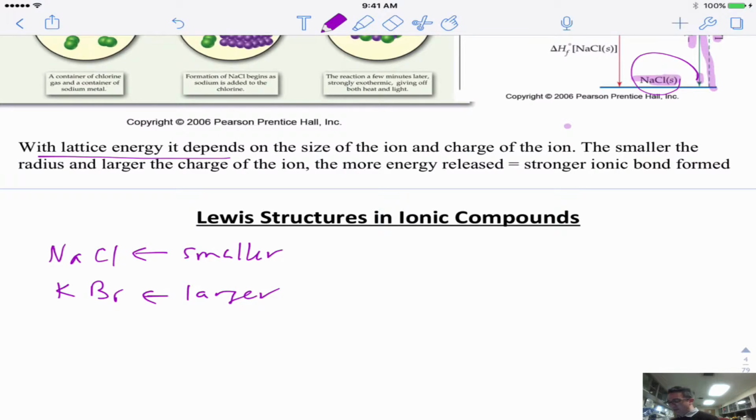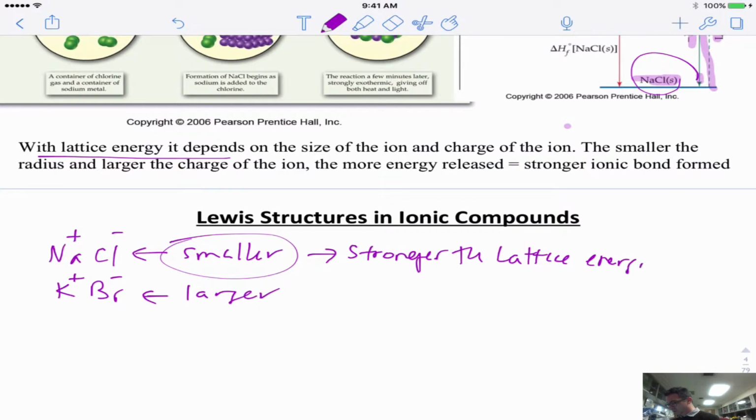The second thing I look at is the charge. The charge of Na is plus, Cl minus, K plus, Br minus. So they have the same charge. And so when I look at these two, the smaller the ions, the stronger the lattice energy. What does this translate into? This translates into higher melting point.